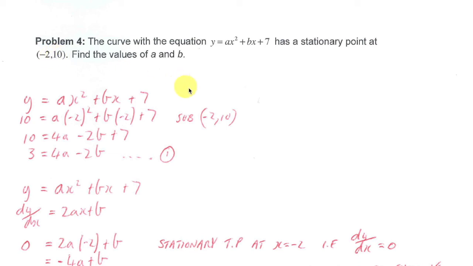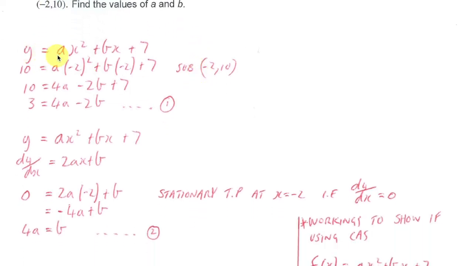All right, let's deal with the first part. So y equals ax squared plus bx plus 7, and we know that (-2, 10) is a point on this equation. So let's substitute x equaling -2, and we'll make y equaling 10. So there's the 10 there. Tidying things up, we get 3 equals 4a minus 2b.